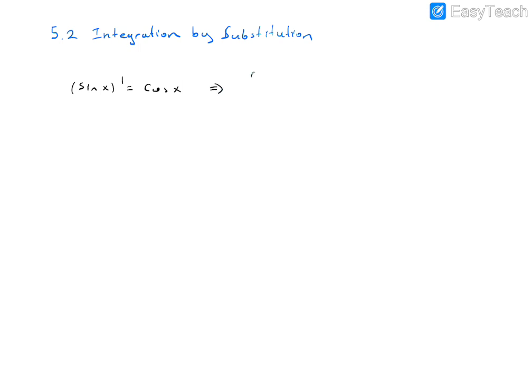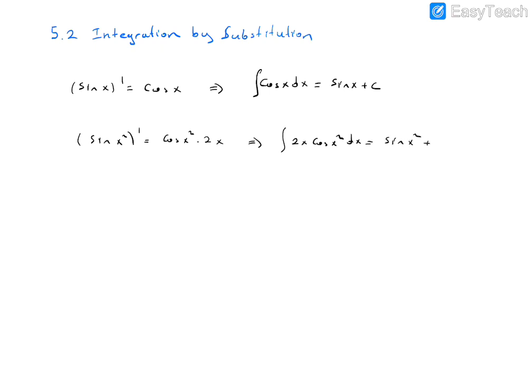we can say that from here, integral of the cosine x, indefinite integral of the cosine x is sine x plus c, because sine x is one of the antiderivatives of cosine x. But in general, we know the chain rule from the differentiation. For example, sine x squared derivative is cosine x squared times 2x. So from here, you can conclude 2x times cosine x squared dx integral equals sine x squared plus c.